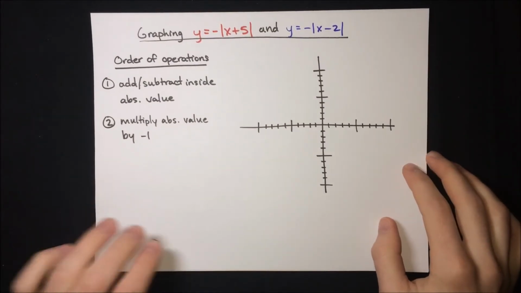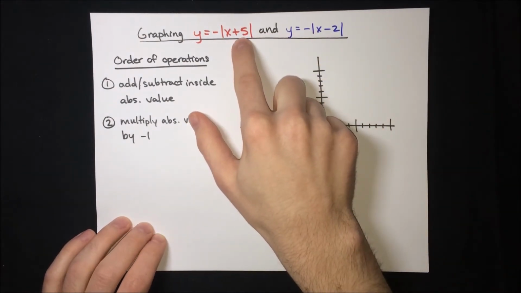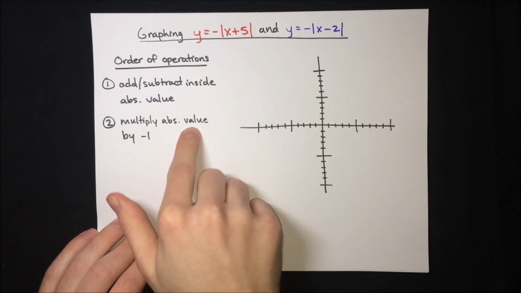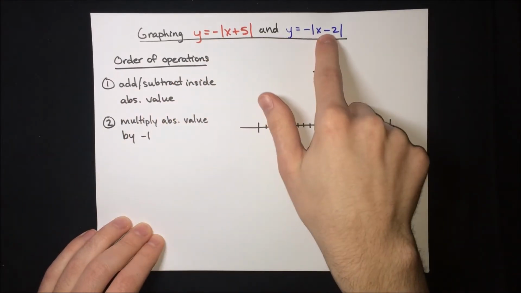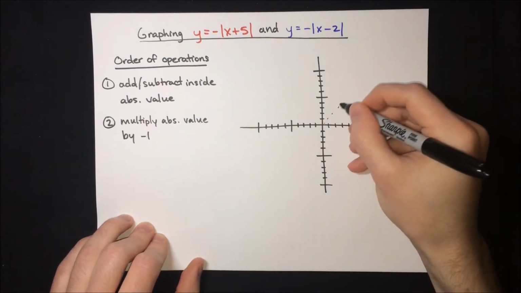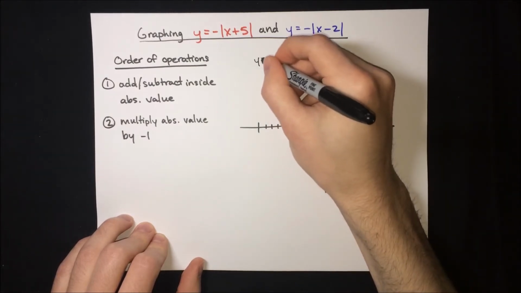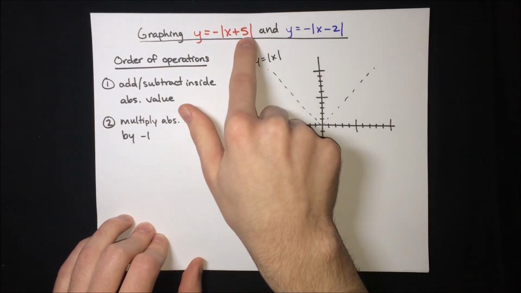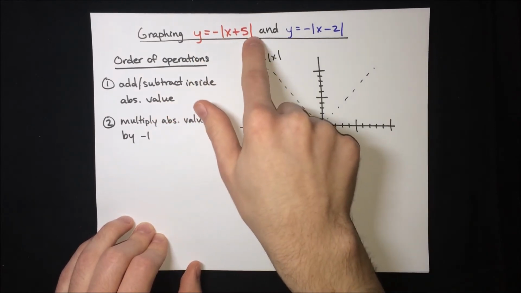Now let's talk about what happens when we're adding or subtracting by a constant inside of the absolute value. Order of operations tells us that before we do the reflection, before we multiply the absolute value by -1, we have to first add or subtract inside of the absolute value. So we're going to start off with a graph of y equals absolute value of x. And then to graph y equals negative absolute value of x plus 5, we're first going to ignore the negative sign. We're just going to graph y equals absolute value of x plus 5.